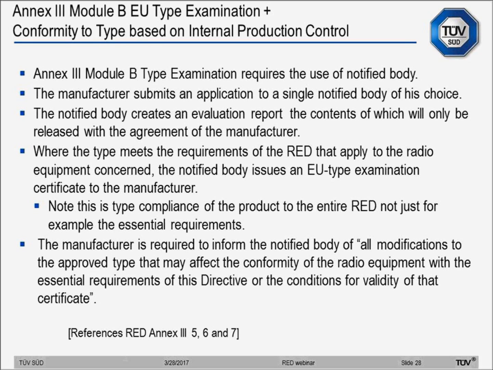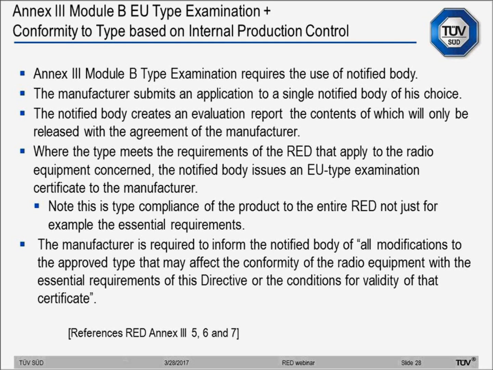The notified body creates an evaluation report, the contents of which will only be released with the agreement of the manufacturer. There is a possibility that this could be requested by market surveillance authorities, but acceptance of this would have to come from the manufacturer. Where the type meets the requirements of the RED that apply to the radio equipment concerned, the notified body issues an EU type examination certificate to the manufacturer.